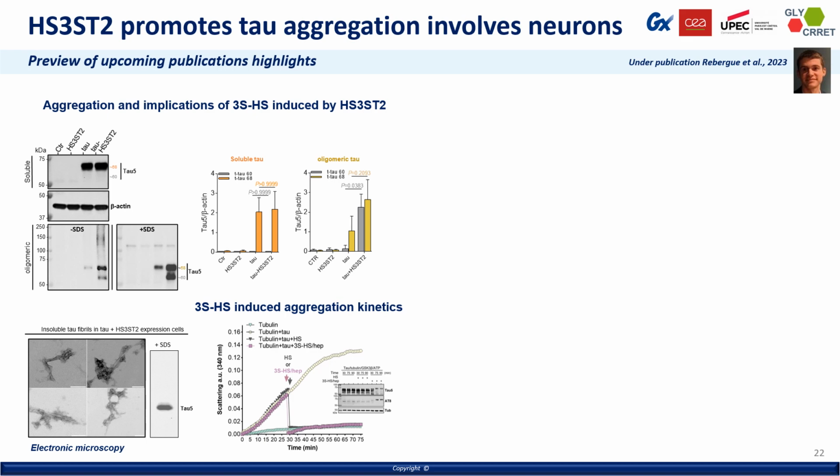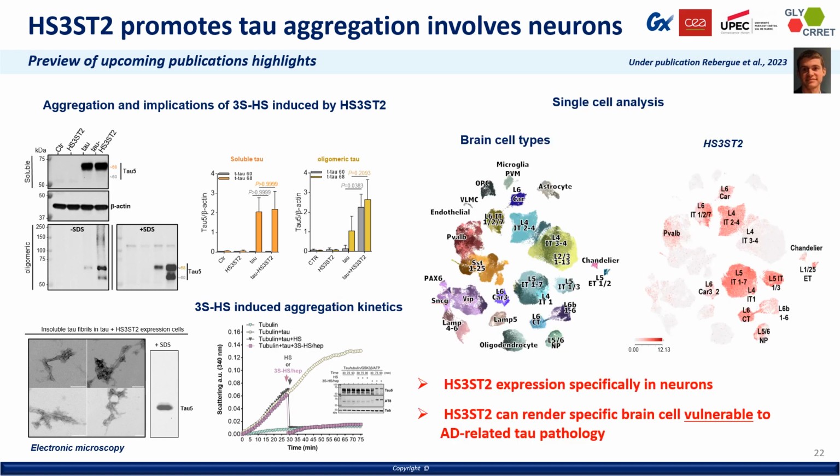And then what we also did is look at the electron microscope to see the fibers. We also show that the 3-SHS induces aggregation kinetics, and we also show the single cell analysis, whereas we show that this expression of the heparan sulfate 3-O-sulfotransferase 2 is specifically in neurons, meaning that this enzyme can render specifically brain cells vulnerable to AD-related tauopathy.